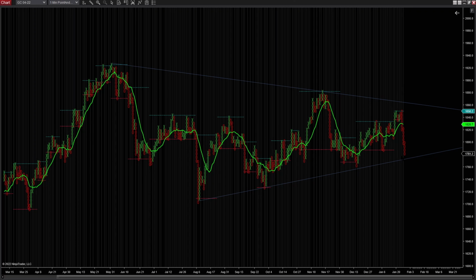So there are going to be some buyers in this area for sure, and then there's going to be a battle in between the bulls and the bears, and then we will see who wins in this one. But it could break to the upside or to the downside on this one.